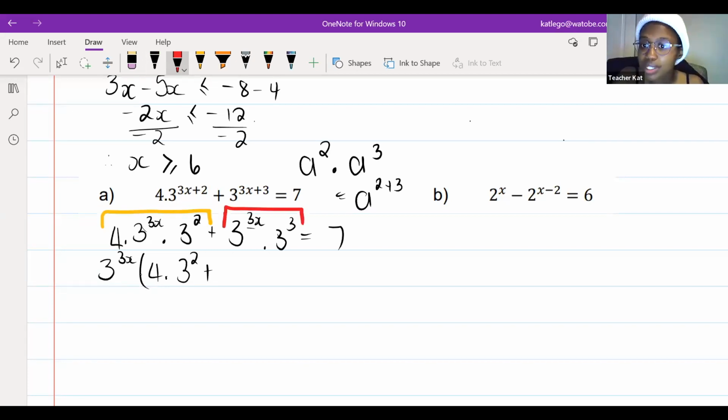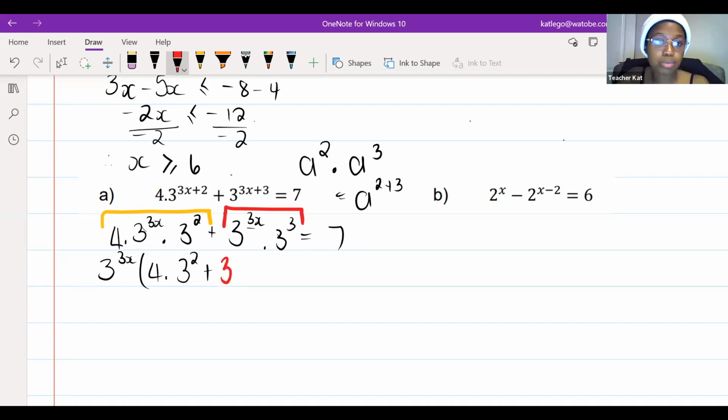Recap, why did we say 3 to the power of 3x? Because we want to isolate the x, right? So we took it out as a common factor. You see that? Those two terms both have 3 to the power of 3x. So we took it out so that the x is on its own. Yes, and then here we'll be left with 3 cubed.